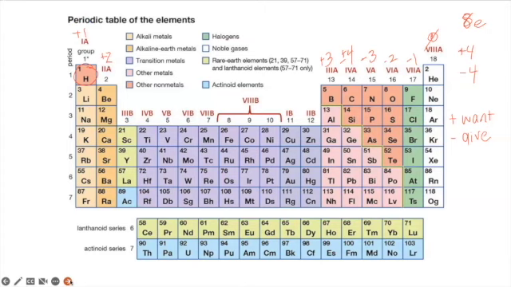Specifically, this is the periodic trend of electronegativity. Electronegativity, which I like to abbreviate EN, is basically a trend that measures how badly you want electrons.